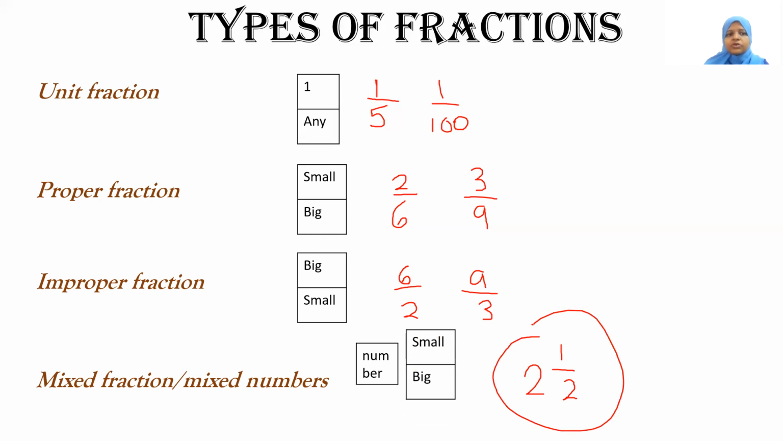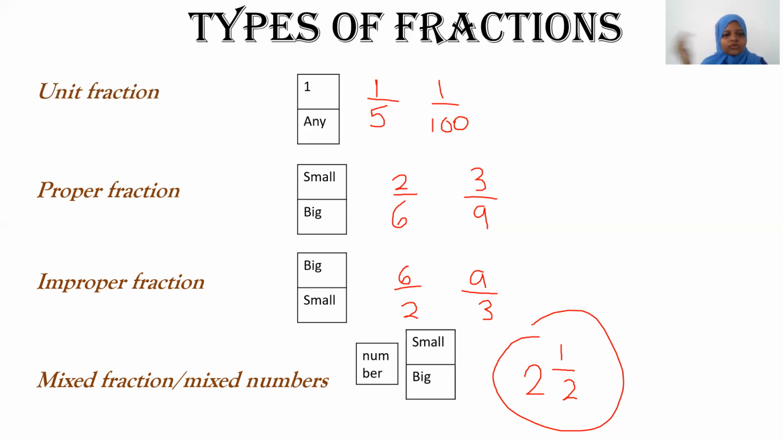So we very well know that there are 4 types of fractions: unit fraction, proper fraction, improper fraction, and mixed fraction. In a unit fraction, the numerator is always 1. In a proper fraction, the numerator is smaller than the denominator. In an improper fraction, the numerator is bigger than the denominator. And in a mixed fraction, you have one whole number with a proper fraction. Okay.